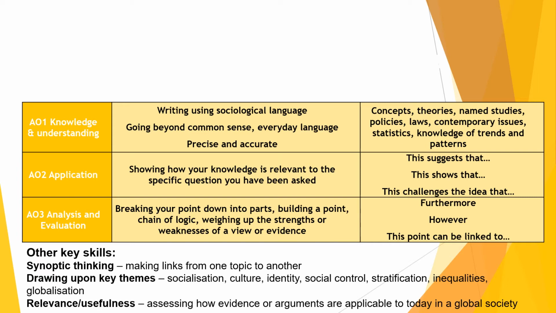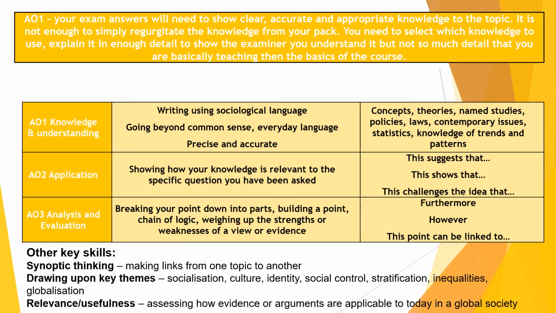Now, we mentioned AO1, AO2, and AO3, and if you've seen my How to Write 20 Markers video, you'll be familiar with this table. So I just want to flag up what these key skills are in case you're unfamiliar with them. The AO1 is your knowledge and understanding. That's using your sociology language and information from lessons. But now with this, you don't want to just regurgitate everything you know about a topic. Try and be selective about what information you use.